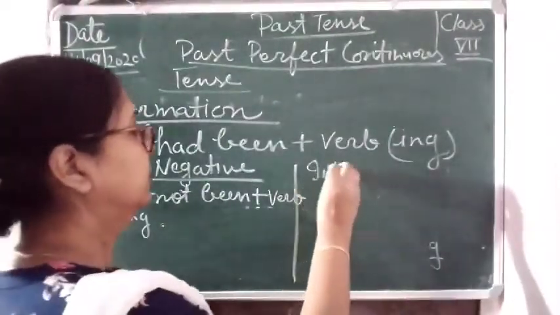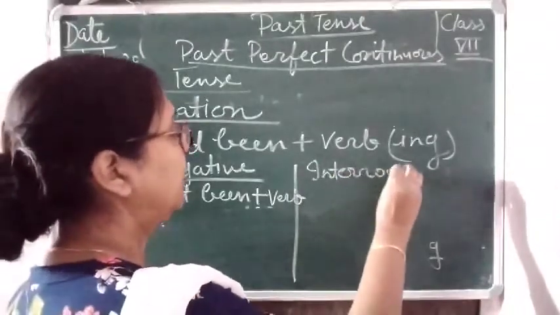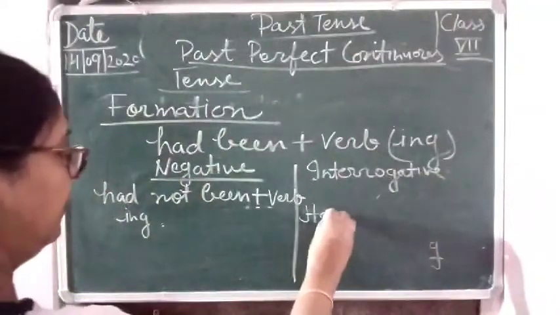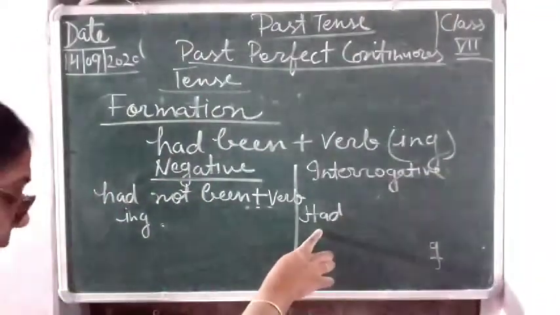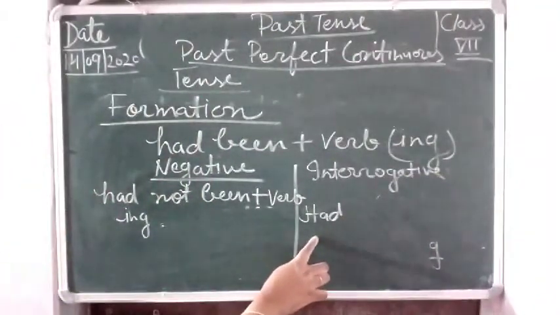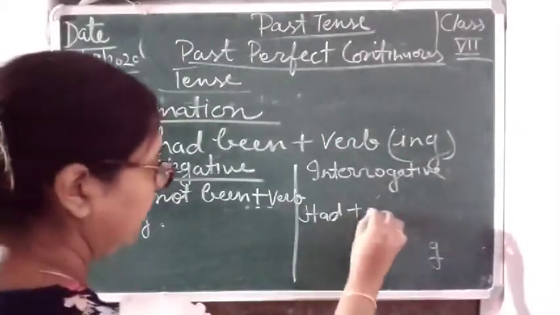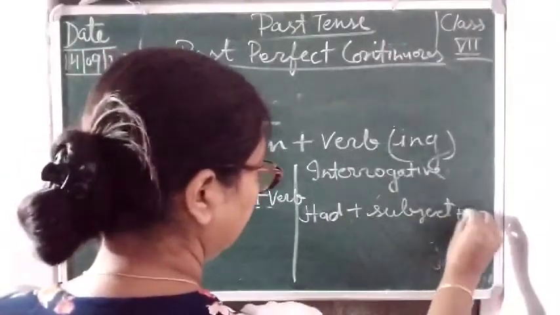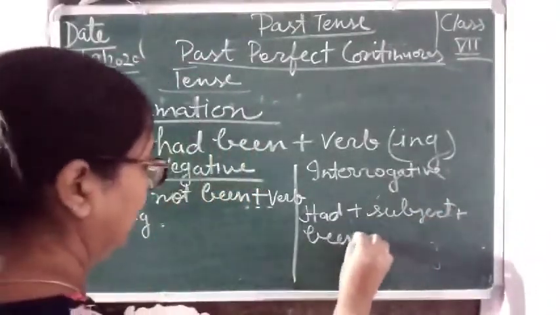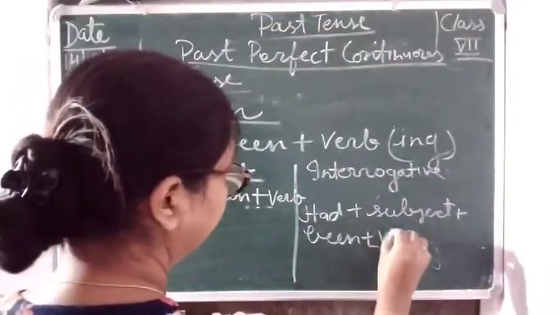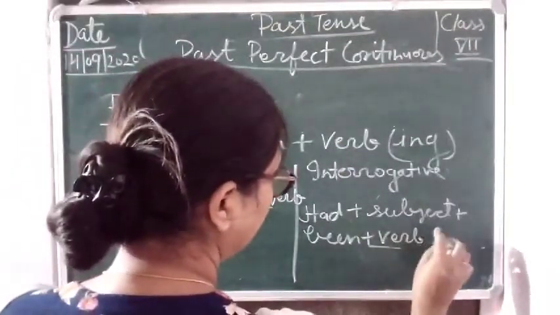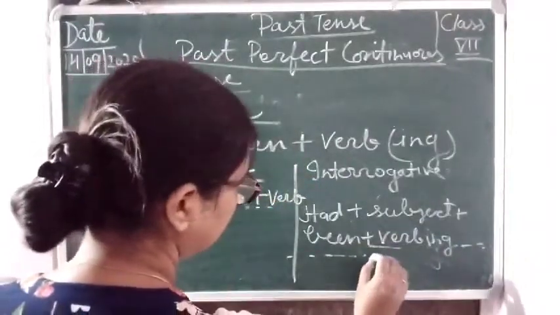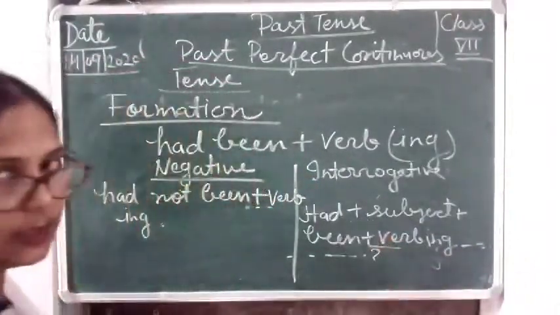Now when we are going to write in interrogative, so what we are supposed to use over here? Had will be placed at the first place, and then subject, and then been, and then verb ing, and the other words of the sentence.